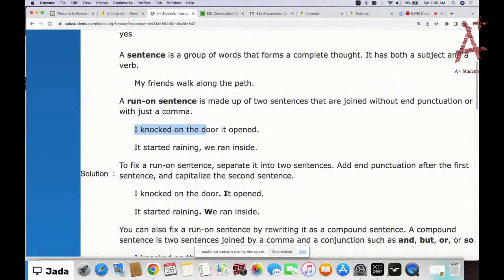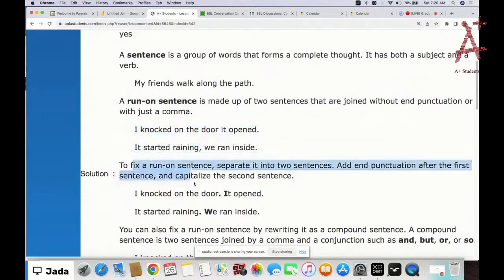The run-on always has the two sentences together. So, it started raining, we ran inside. It has a comma, but a comma usually goes well with a coordinating conjunction. But this has no coordinating conjunction, so it makes it a comma splice. Since it's joined with just a comma, there's actually a problem. So this is a run-on sentence.